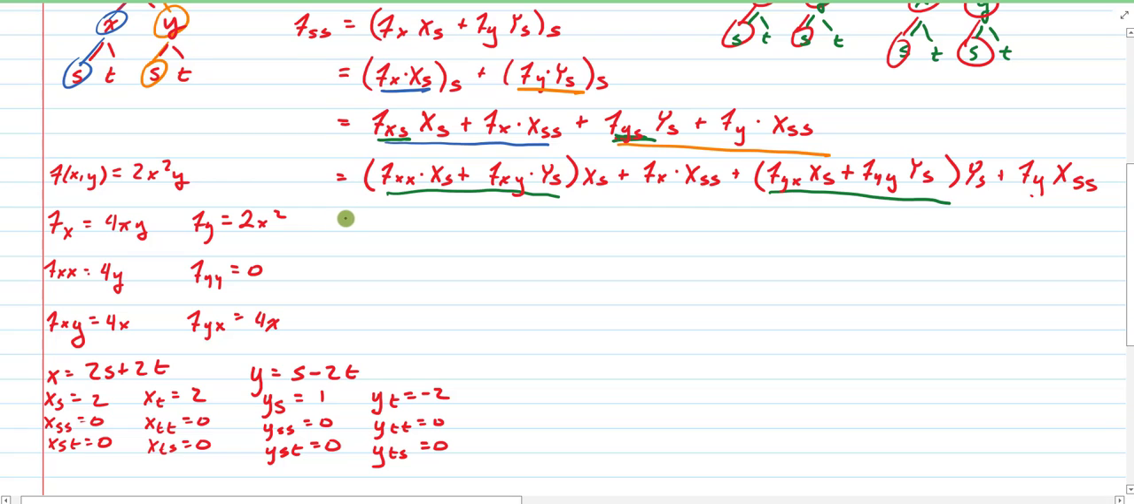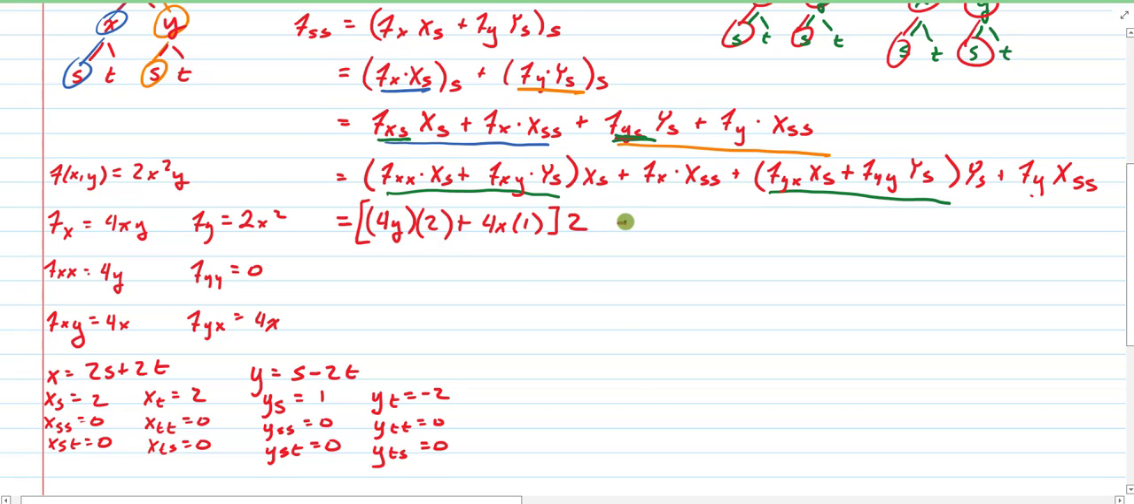So what I'm going to do now is go back to this formula that I constructed at the beginning of this video, and I'm just going to plug in all the pieces. For instance, f sub xx we said is 4y times, and we'll need a bracket there, times x sub s, which we've said is 2, plus f sub xy, which is 4x, times y sub s, which is 1, all times x sub s, which is 2. And we can clean up that expression.